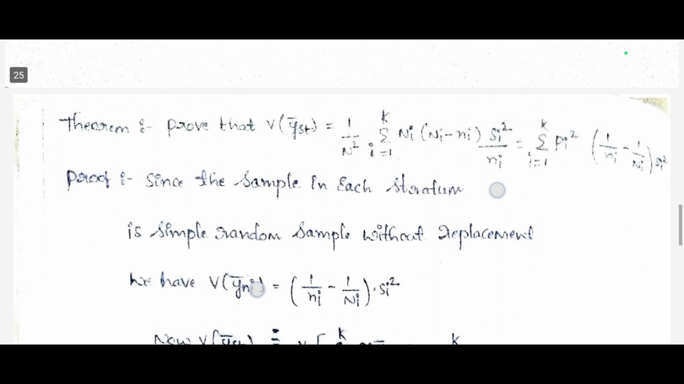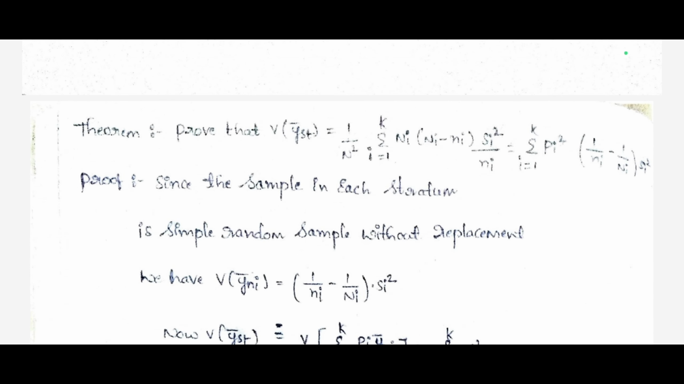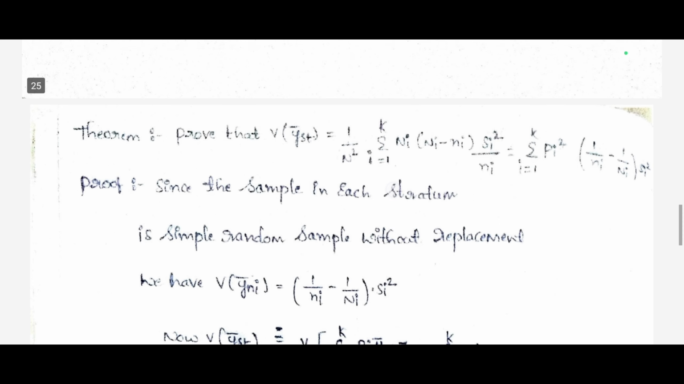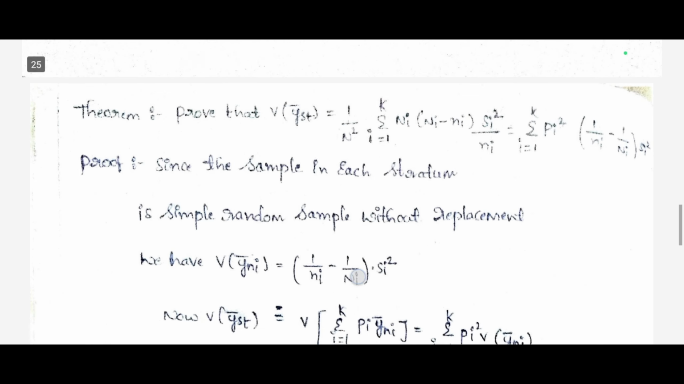Next, theorem number 2. Prove that the variance of y bar of ST is equal to 1 divided by capital N square of summation i runs from 1 to k, Ni into Ni minus ni of Si square divided by ni. So we have the formula of P. In terms of P also we have. So what is Pi value? Capital Ni divided by capital N. So this can be simplified like this.